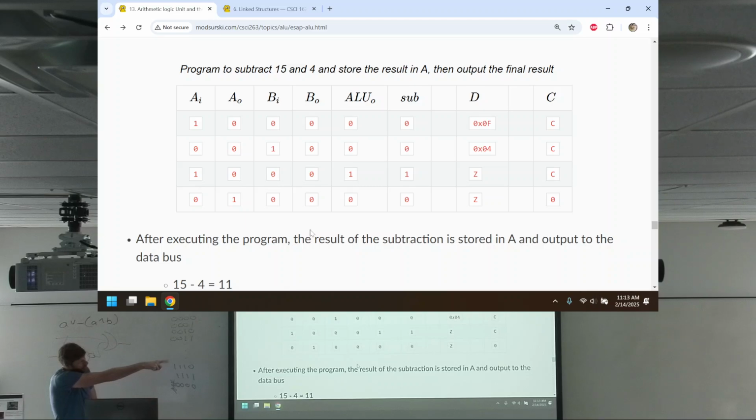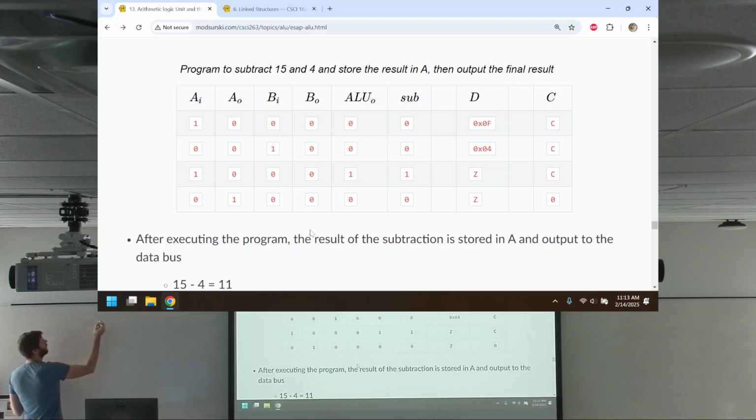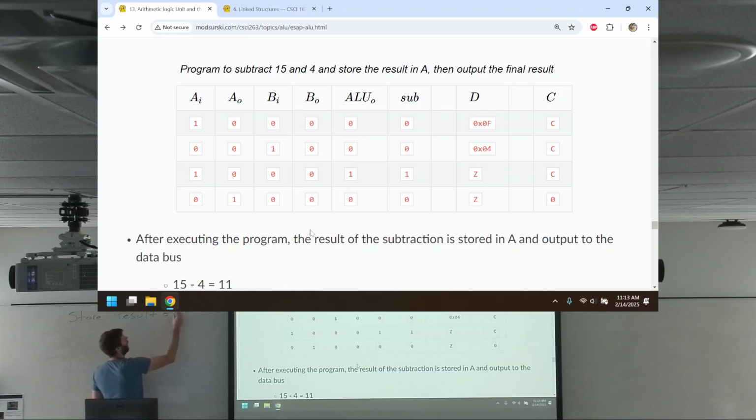Following how this table is created, okay? So use this general design of the table. I'm going to write down: store the result of 9 minus 3 in A.